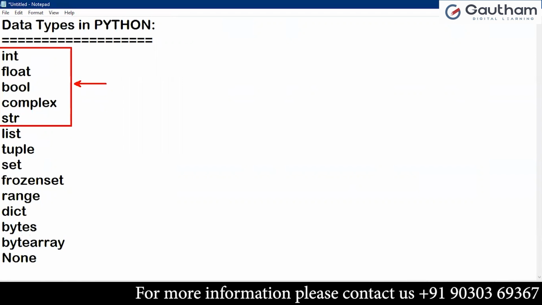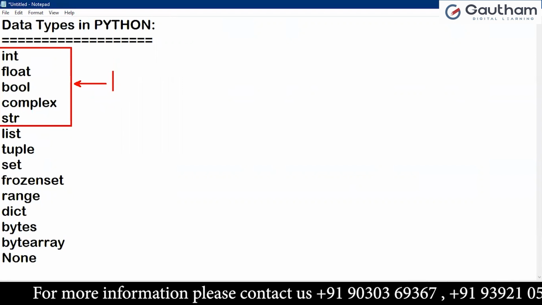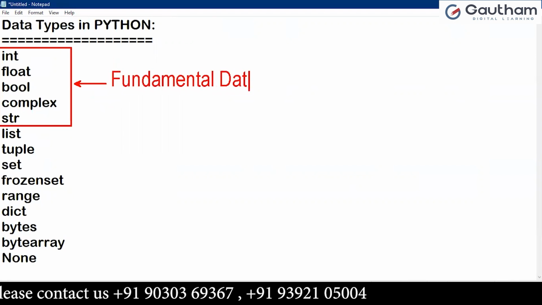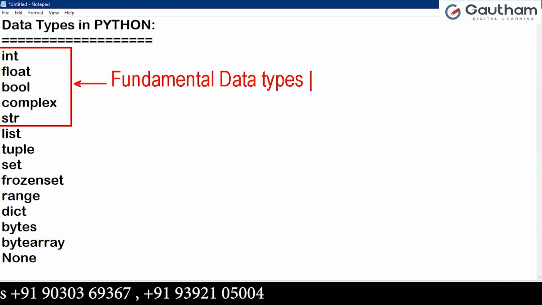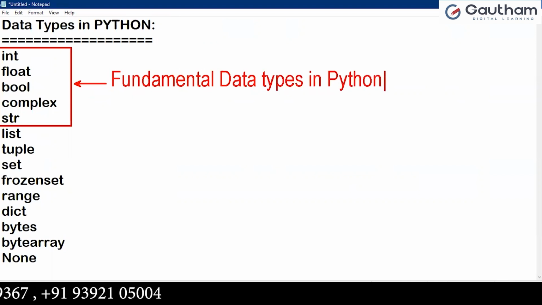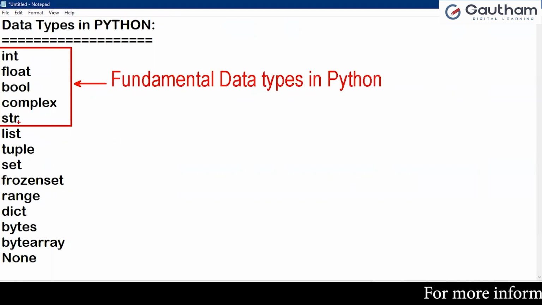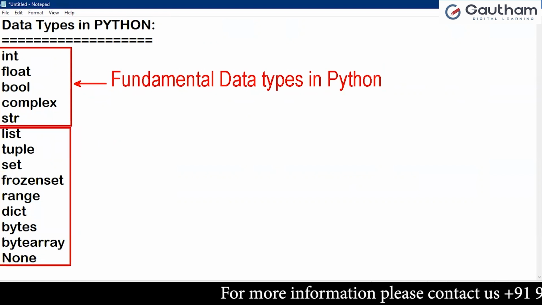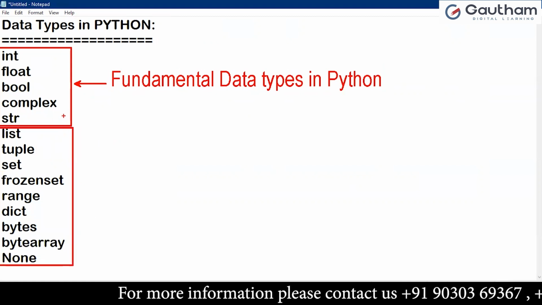Of these, the first 5 are the fundamental data types in Python. We can also call them the standard data types in Python. And the remaining data types we can call the advanced data types in Python. So first, let us observe this.